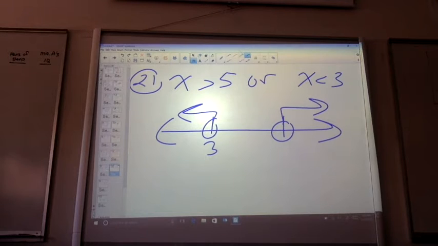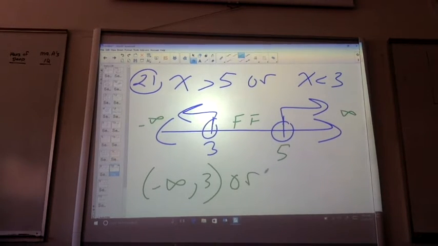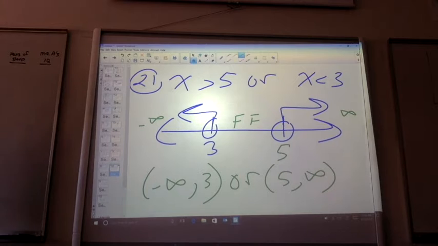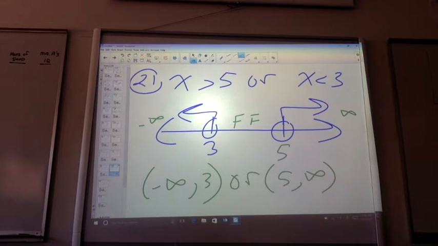So the region that won't work is in between those. This went to negative infinity, this went to positive infinity. So from negative infinity to 3, rounded bracket, or from 5 to infinity. That one totally works. Remember, if it's just going to be a traditional or problem, it looks like that. It should work no problem without even worrying about test points.